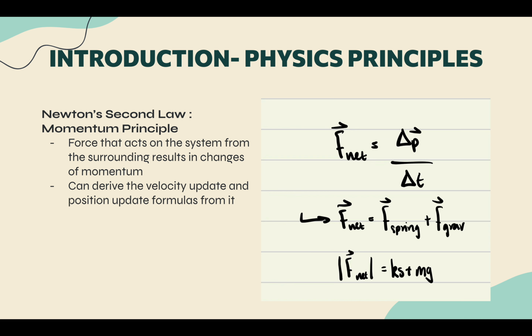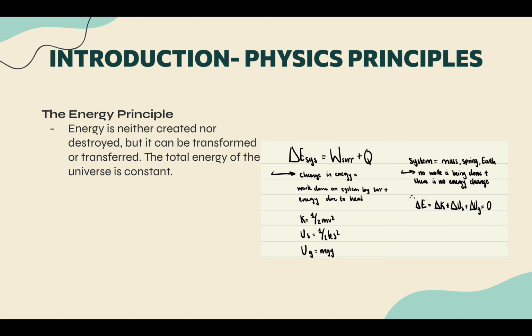We can also derive the velocity and position update formulas from this, which will then be used in the GlowScript code. The second main principle is the energy principle, which states that energy is neither created nor destroyed, but can be transformed or transferred. The total energy of the universe is constant.